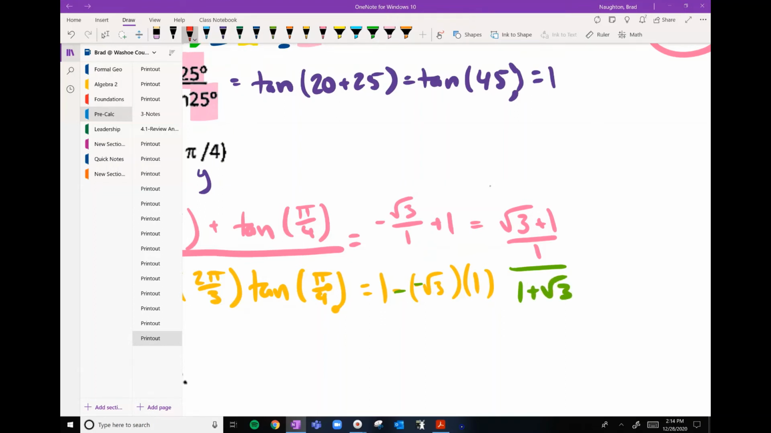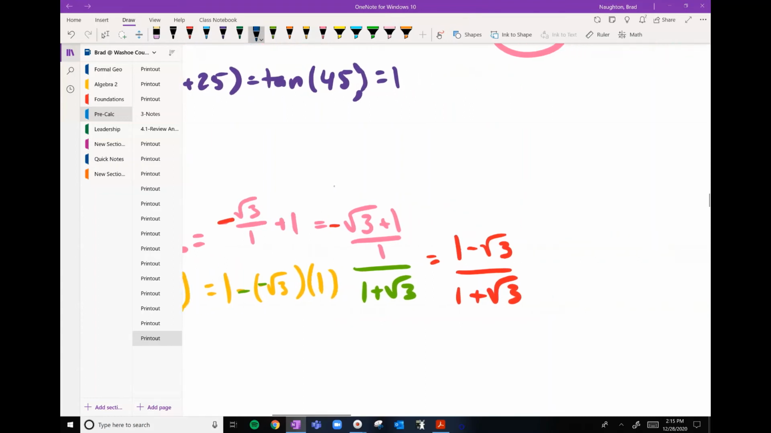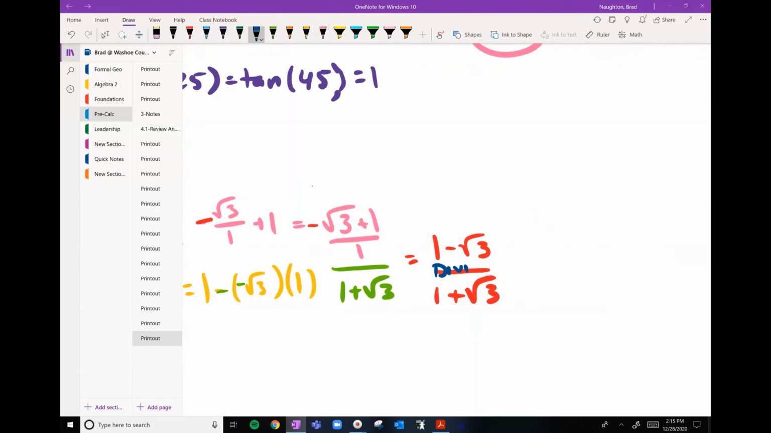So really what we have here is root 3 plus 1 over, excuse me, make sure I get this right because I forgot my sign again. So this is 1 minus root 3 and then 1 plus root 3. Again, your signs are going to get you if you don't pay attention, like I've shown you on this example and the previous one. All right. So this just means divide.